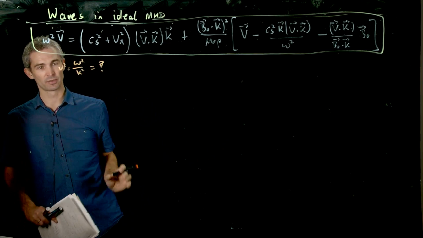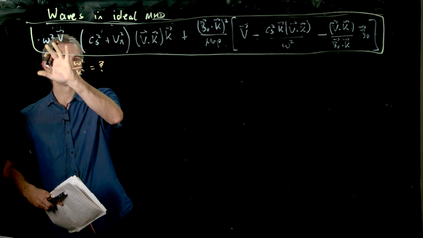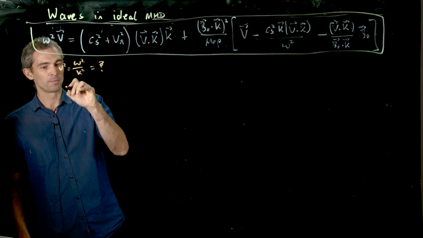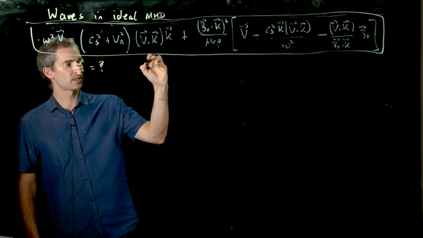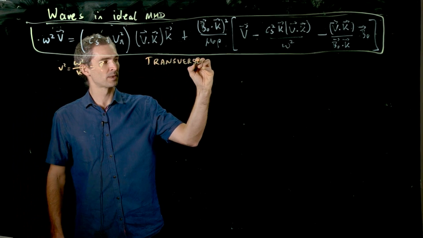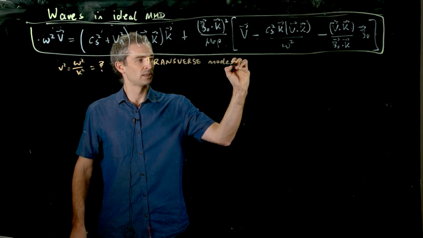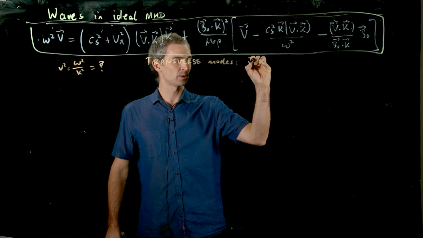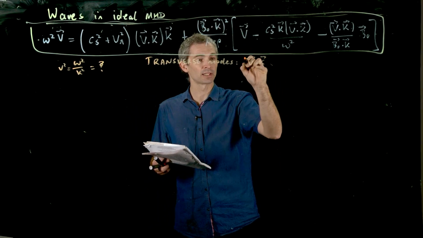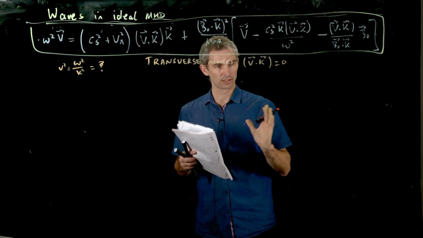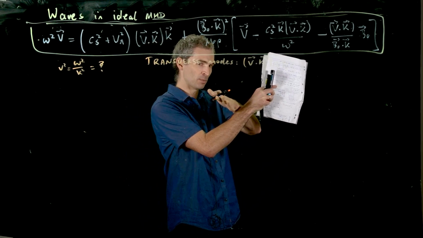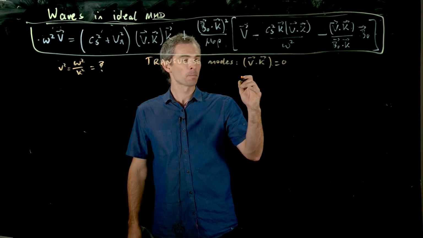This is the amplitude of the velocity perturbation. This is our omega, and our k's are sort of buried in here somewhere. So we've got two kinds of waves, if you remember. We've got transverse modes, where v dot k is equal to 0. So they're entirely transverse to the line. So the wave vector is basically exactly perpendicular to the velocity perturbation.